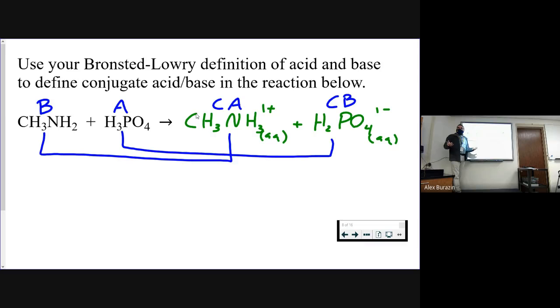Here's the other thing to remember. A conjugate acid-base pair is different by one hydrogen. That's it. Here's this. Hey, look, it added a hydrogen. That's a pair. Here's this. Hey, look, I removed a hydrogen. It's a pair. Easy peasy. Sweet. Let's try a couple more.